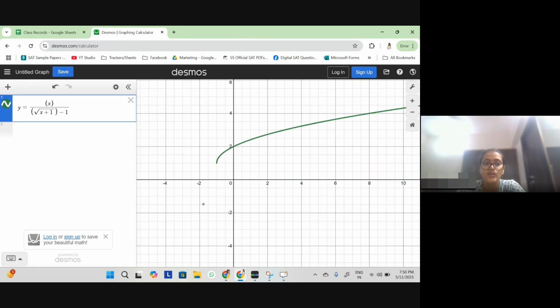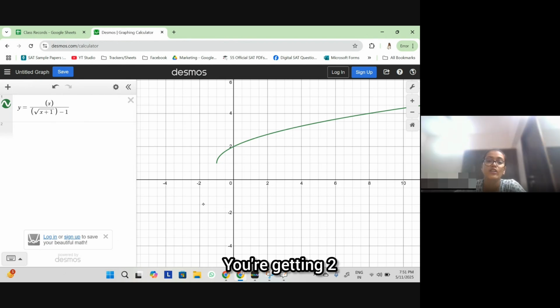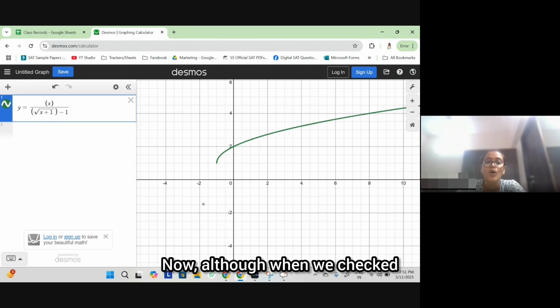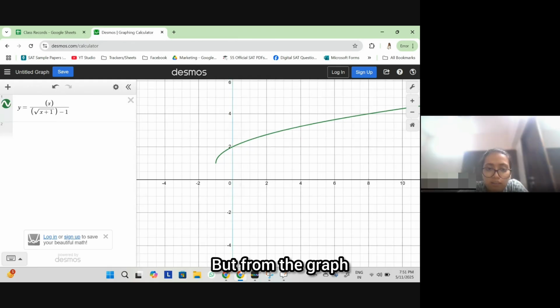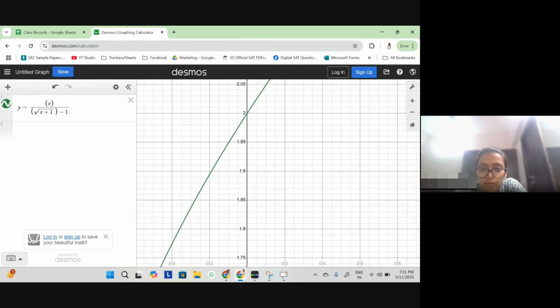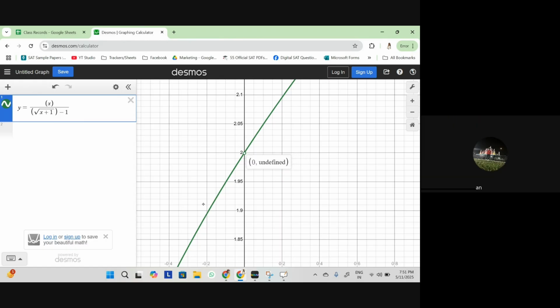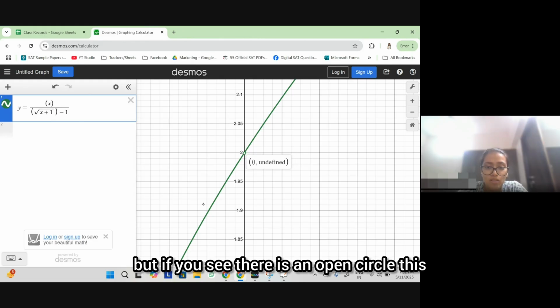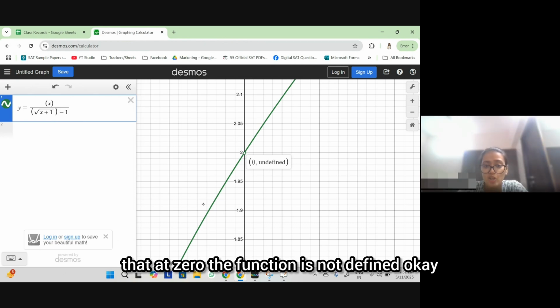What is happening at 0? The function is 2, you're getting 2, right? Although when we checked at 0, we got 0 over 0. But from the graph, it is giving the value of 2. But if you see, there is an open circle. Open circle means that at 0, the function is not defined.